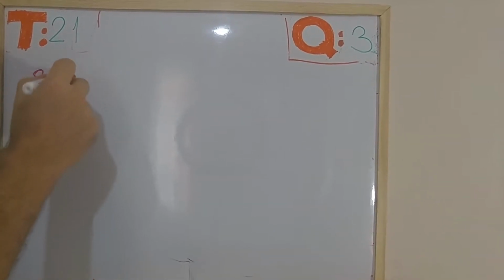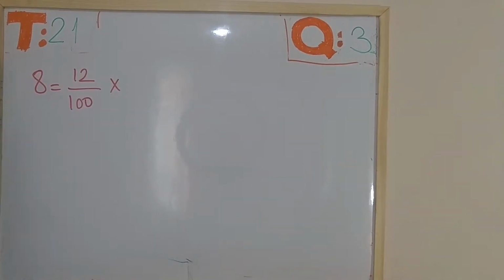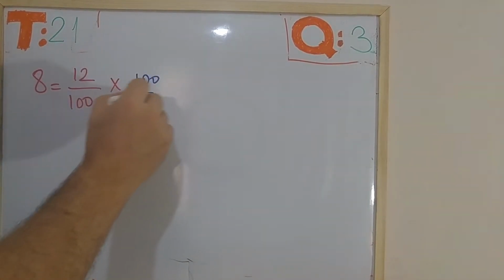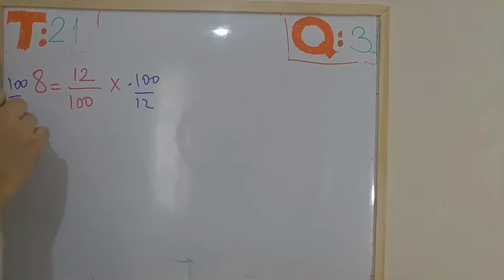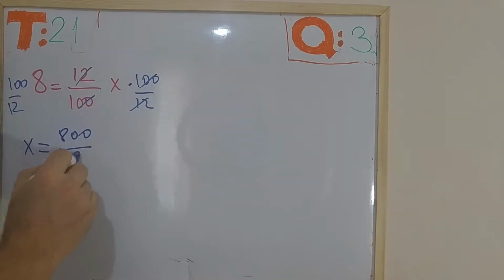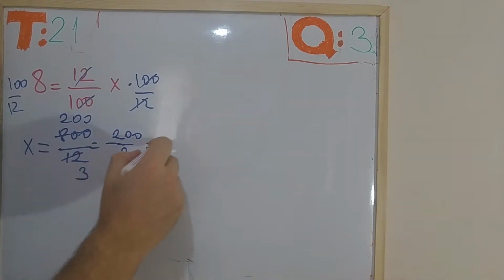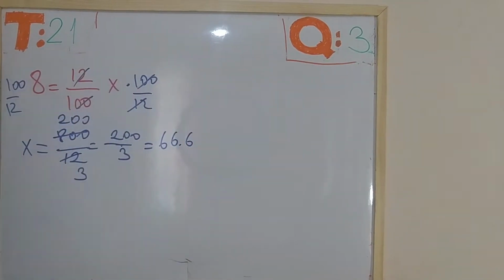8 is equal to 12% of what number? Let's do it. Then we have to multiply each side by 100 over 12, so that we leave x alone. X is equal to 800 divided by 12. When we simplify this by 4, we're going to have 3. And when we simplify 800 by 4, we're going to have 200. So what we have is 200 over 3, or you could say 66.6.